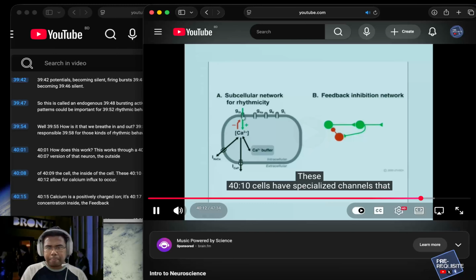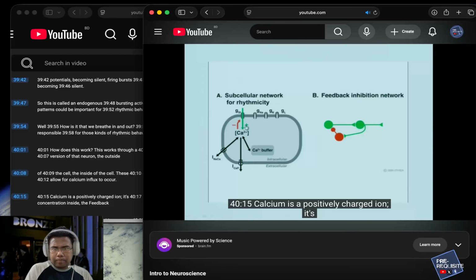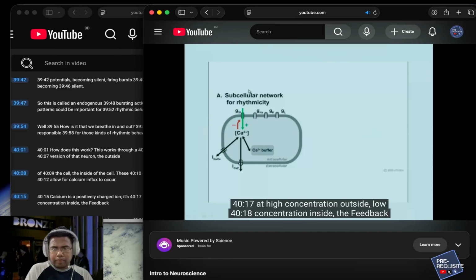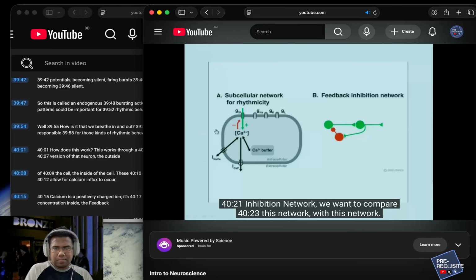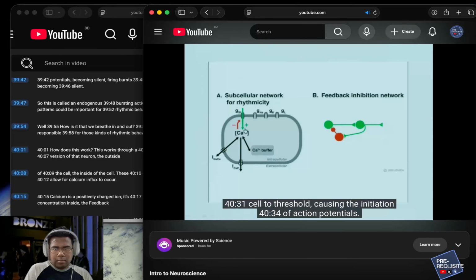Channels that allow for calcium influx to occur. Calcium is a positively charged ion. It's at high concentration outside, low concentration inside. The feedback inhibition network, I want to compare this network with this network. So the calcium comes in, and when calcium comes in, it depolarizes the cell. As it depolarizes the cell, it brings the cell to threshold, causing the initiation of action potentials.